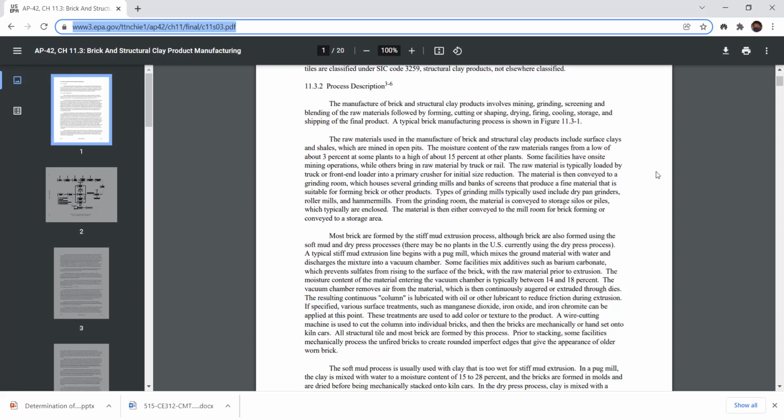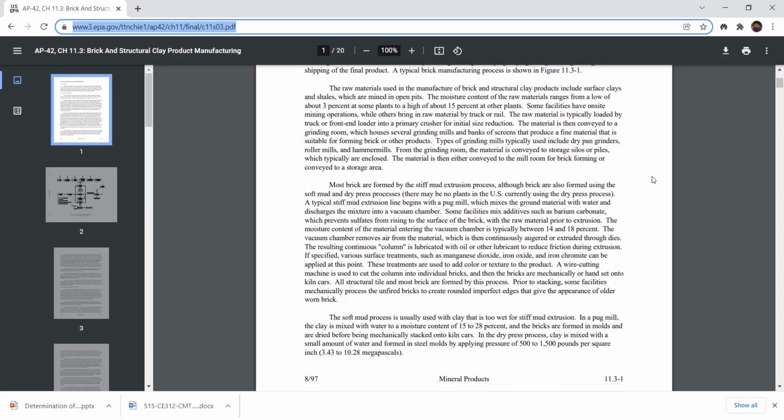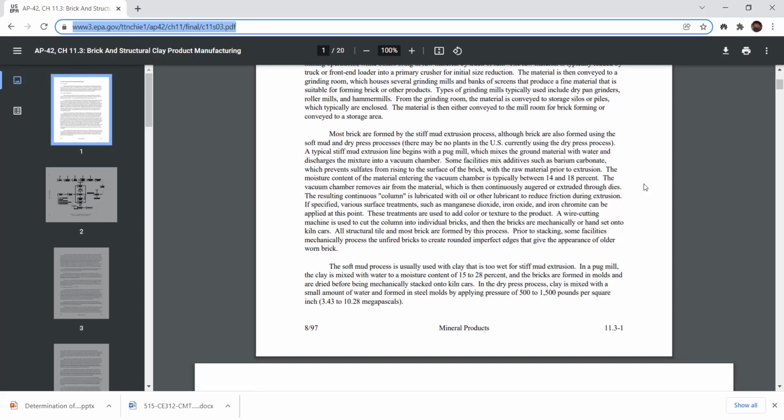The raw material is typically loaded by truck or front-end loader into primary crushing for initial size reduction. The material is then conveyed to a grinding room, which houses several grinding mills and banks of screens. The products are fine material that is suitable for forming bricks or other products. Types of grinding mills typically used include dry pan grinders, roller mills, and hammer mills. From the grinding room, the material is conveyed to storage silos or piles, which typically are enclosed. The material is then conveyed to the mill room or brick forming storage area.